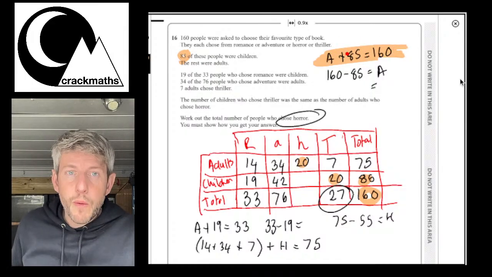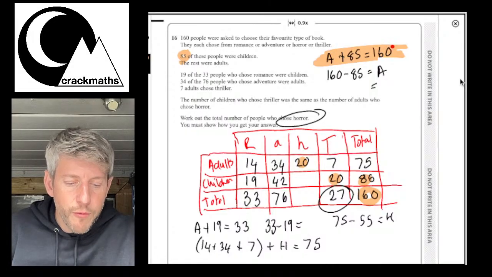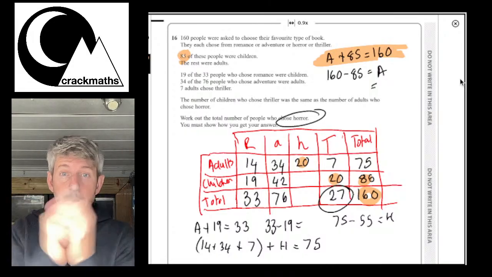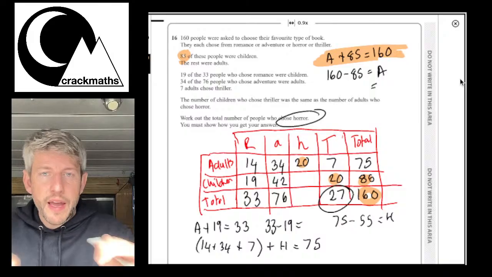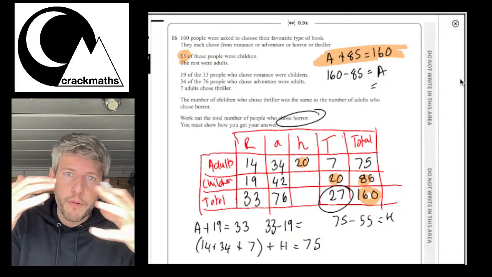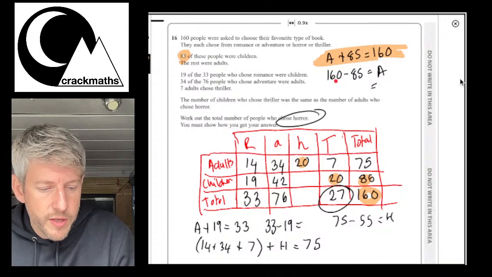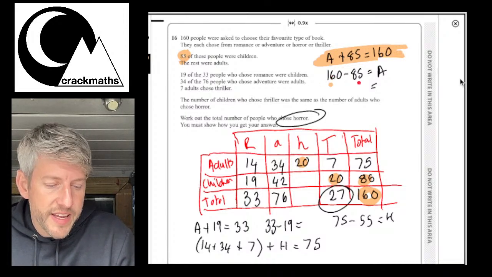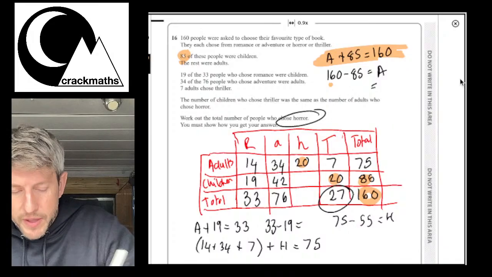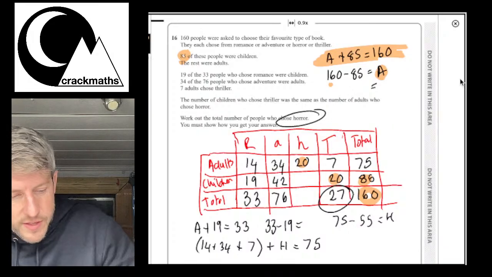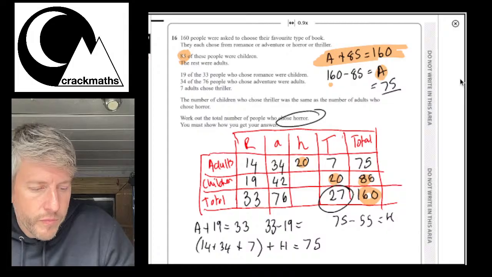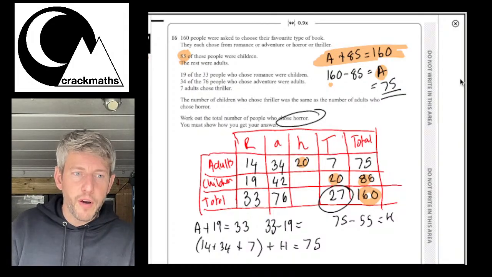Okay? So when we have that, we can then rearrange that, because if you've got two things that are combining to make a total, then if you remove one of those from the total, you get the other thing. So that's why we've been able to do 160 take away 85 up here. And that is what gives us the 75. So that's why the total there was 75.